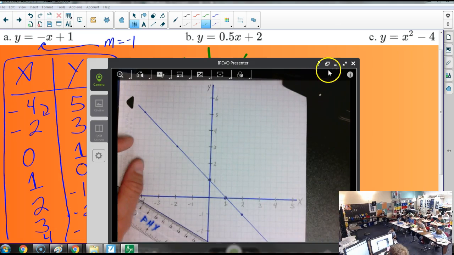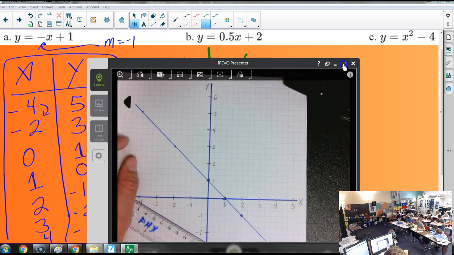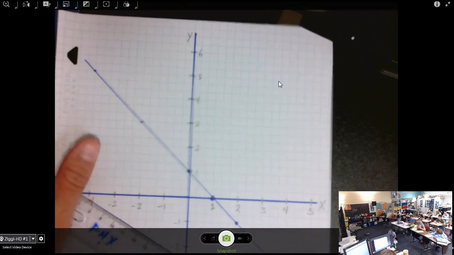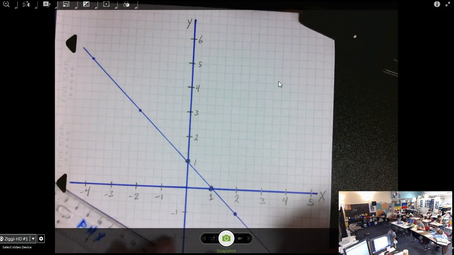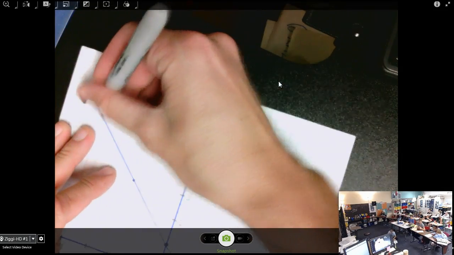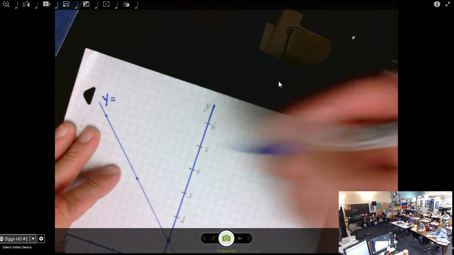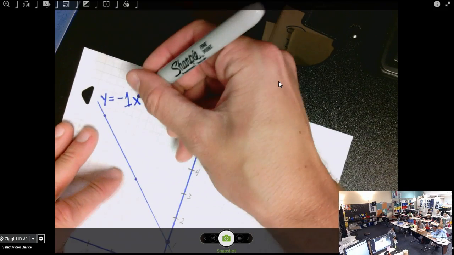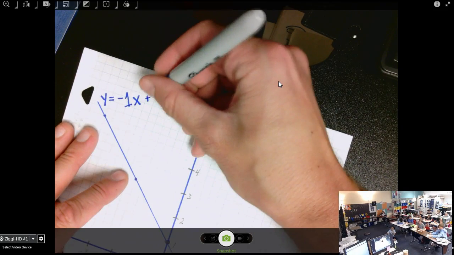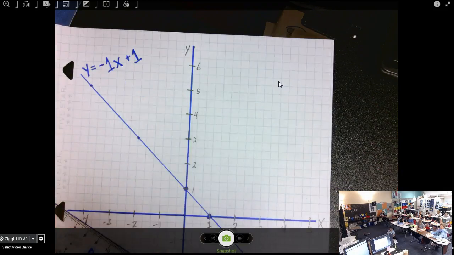Everybody look at your graph for a moment. I know you're doing B and C, but I want us to look at something real quick with each other. Please write somewhere on here that this was the graph of y equals negative 1x plus 1. That 1 isn't necessary, but we're going to put it anyways.